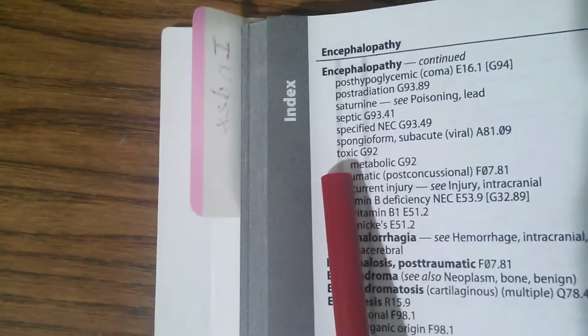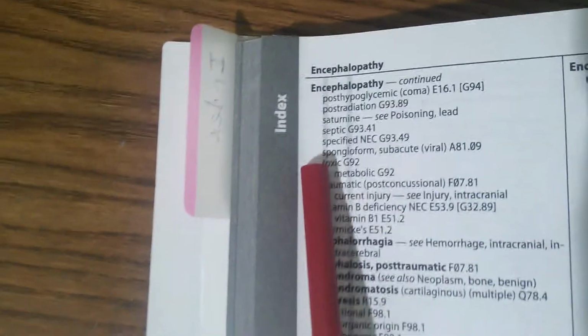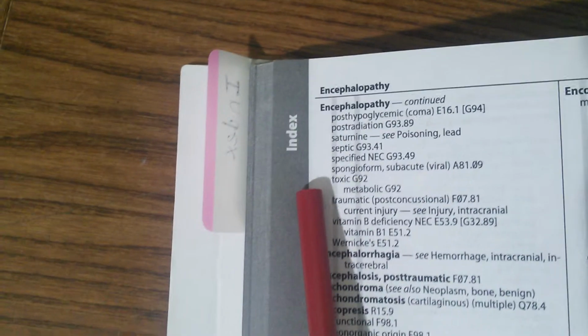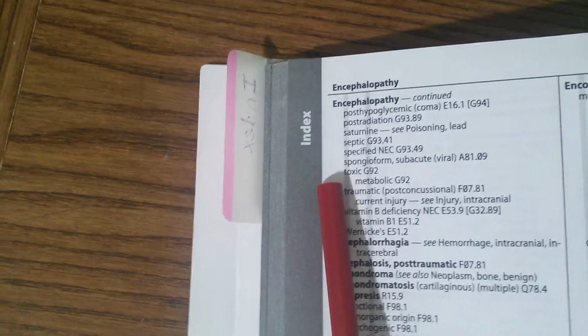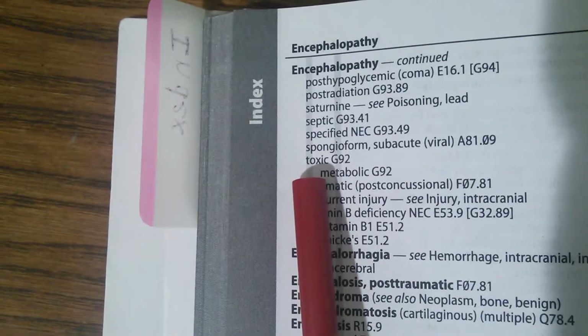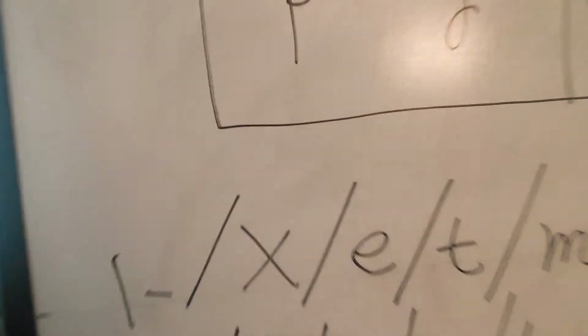Can you move the book a little bit because I can't get it. There you go. And then we're going to go to, where's toxic? Right here. Toxic, right there. And the next word would be just underneath it, a little indented. It says metabolic. And the code that you get there is G92. Okay? So that is the first path, which we did right here.